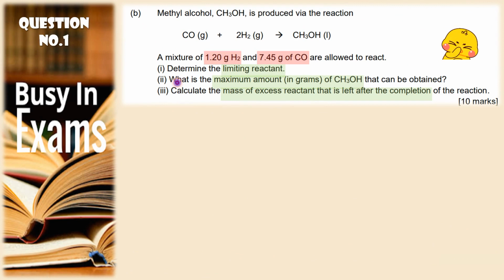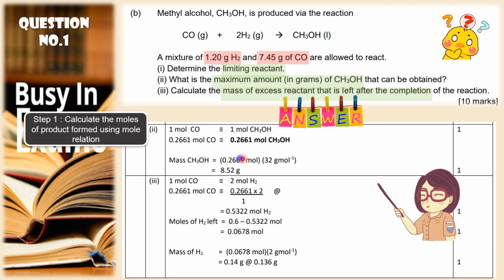So next, number B2. What is the maximum amount in gram of product formed, which refers to the methanol? The first step, you have to calculate the mole of product formed using mole relation. Since we already determined the limiting reactant, which is CO, the mole of product formed we have to compare with CO. Even though the mole here is the same, 1 to 1, you still have to show the calculation.